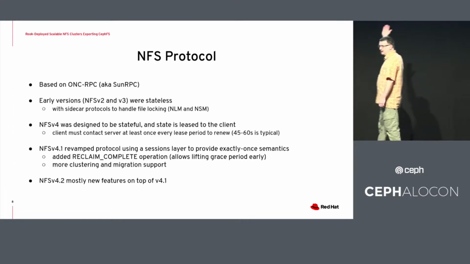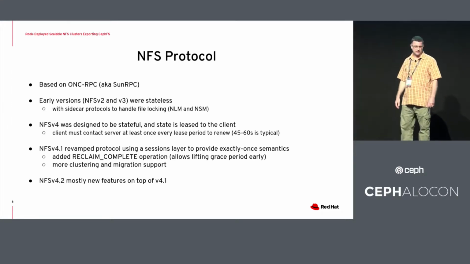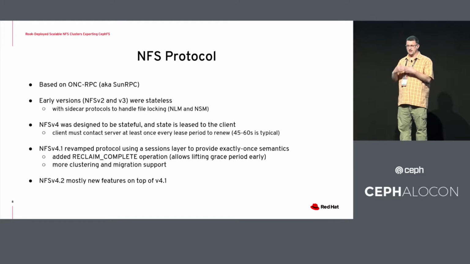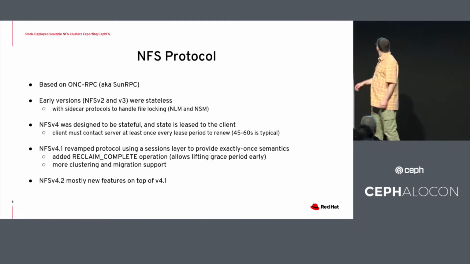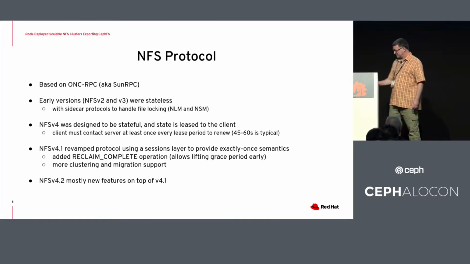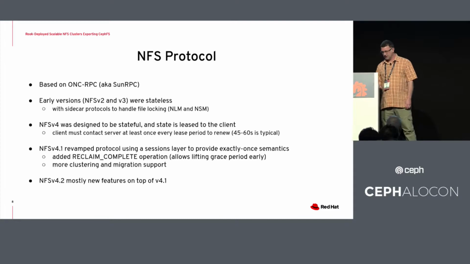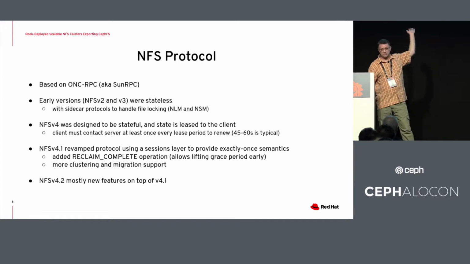The reclaim complete operation makes it so that we can keep track of which clients have connected back and completed their reclaim. And if that happens, we can lift the grace period early. And it also has some features for clustering and migration, that we wanted to be able to use in this configuration. And then we also have NFS v4.2 that's come out fairly recently, and it's mostly just smaller features on top of v4.1, but it's a pretty similar protocol.